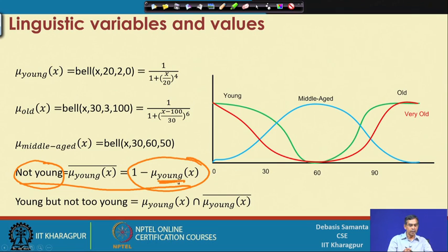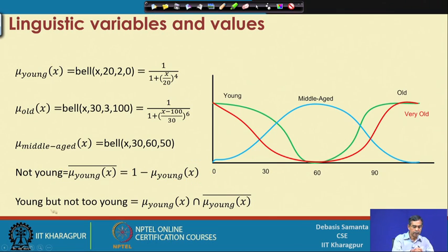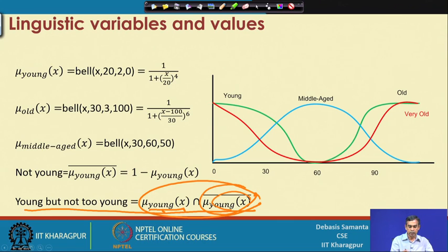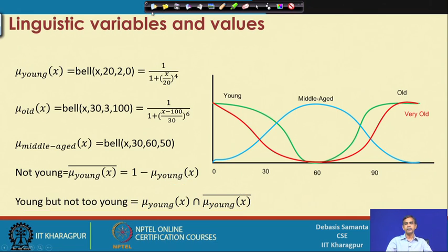As another example, we can define the concept young but not too young. So mu young x and its complement: it is young and it is not young. So young but not too young can be defined by this one. Regarding this kind of formulation, we will discuss in detail in our next lectures. What I want to say here is that given a fuzzy set we can easily derive another fuzzy set using some mathematical computation and formulation.